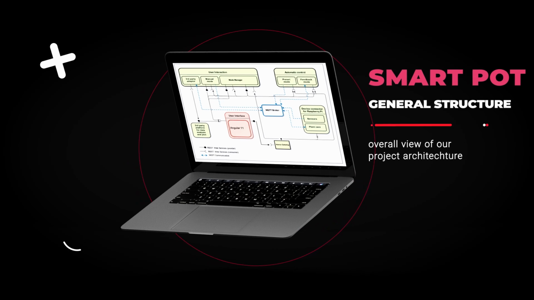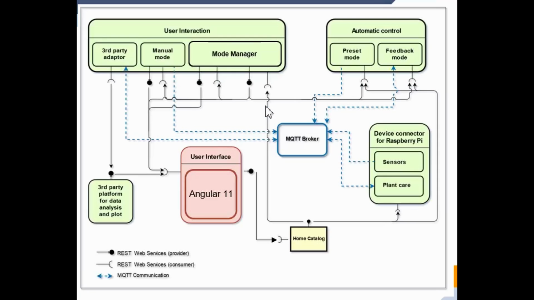General structure. Overall view of our project. We can divide the microservices that make up the system's architecture in three main subgroups. First, we have the device connector, which is made up of the plant character and the sensor actor.